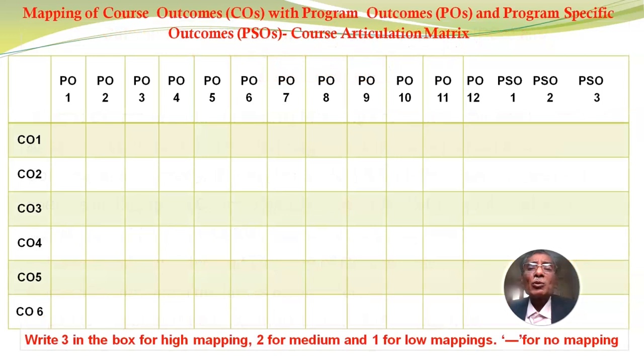So this is the course articulation matrix, mapping of course outcomes, COs, with program outcomes, POs, and program specific outcomes, PSOs. You can write 3 in the box for high mapping, 2 for medium mapping, and 1 for low mapping, and dash for no mapping. Please remember that when there is no mapping, you have to put dash. Don't leave the box empty. You have to put dash when there is no mapping.